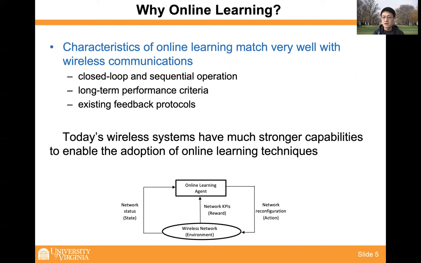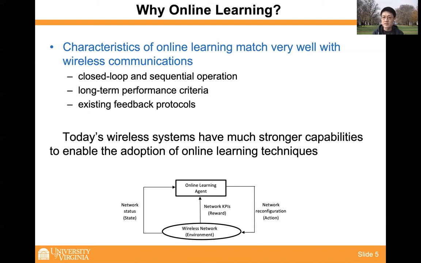Secondly, it relates to the performance criteria. In wireless communications and wireless networking, we often look at the long-term performance. We're not specifically worried about an immediate, let's say, low data rate, but rather, if my data rate is low for a consecutive period of time, then I may need to actually change my network configuration. So long-term performance is also a key feature in online learning, where it is difficult to guarantee the performance of the algorithm at any given time instance, but rather we will be able to guarantee the long-term average performance of the system.